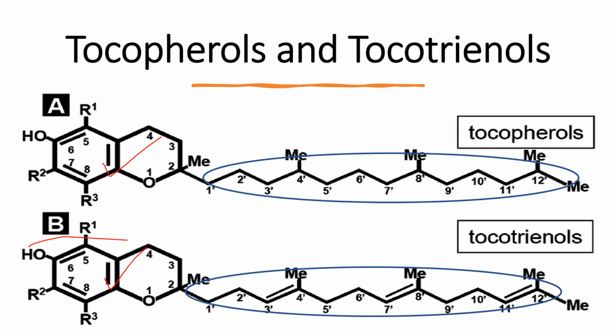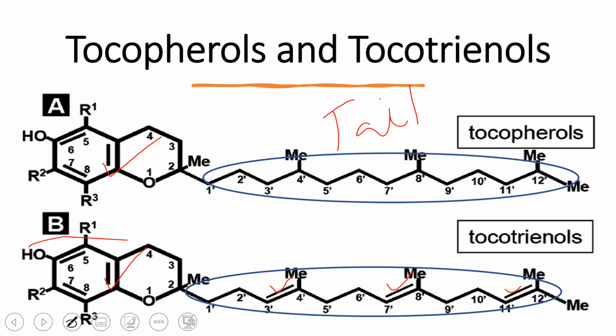In the case of tocopherols, we don't have any double bond. In the case of tocotrienols, it is tri-ene, meaning we have 3 double bonds. Because of these 3 double bonds it is called trienol, and because of the alcohol, it is tocotrienol. So that is the basic difference. If you look at the tail of vitamin E, in tocopherol it is saturated, whereas in tocotrienols it is unsaturated.